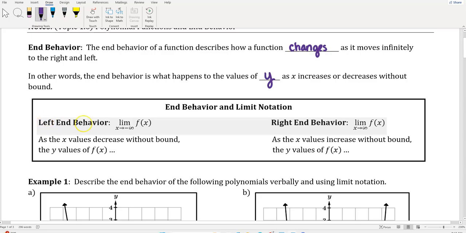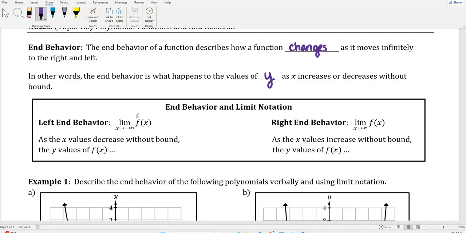So, we will talk about the left side of the graph and the right side of the graph. For limit notation, we will have the limit, as x approaches negative infinity of f of x, or whatever function you are dealing with here, g of x, h of x. Sometimes you might have the actual equation right there. But we're doing limit as x approaches infinity. So, for polynomials, our answer is always positive infinity or negative infinity, because polynomials always go off to the ends.